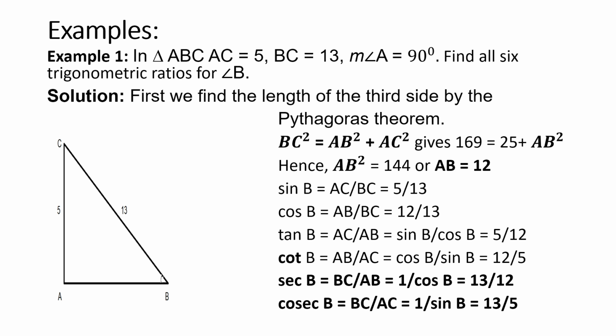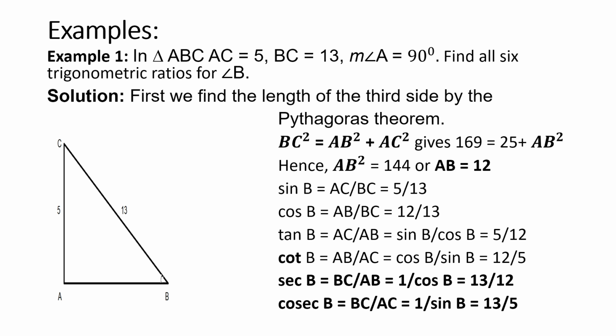Now, to find the length, the first thing we do is find the length of the third side, because the lengths of two sides are given. Since it is a right angle triangle, we can use the Pythagoras theorem. BC square is equal to AB square plus AC square. So when you put the values of BC and AC, you get the value of AB as 12. Now we have the lengths of all the three sides.